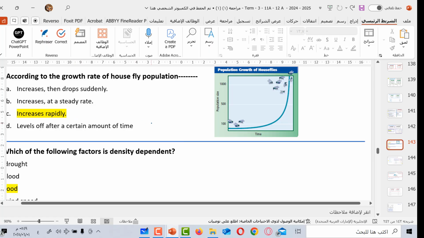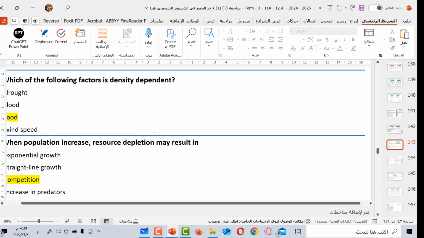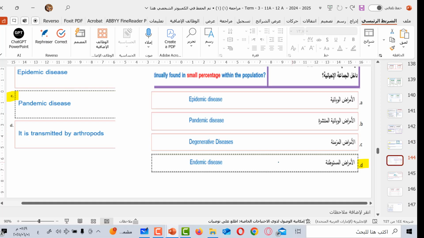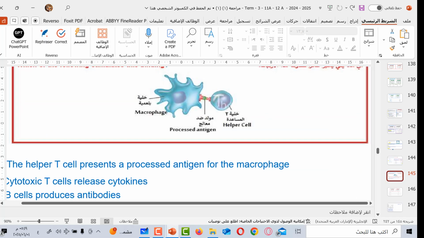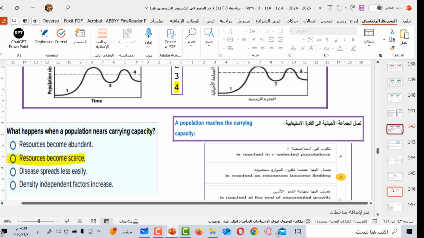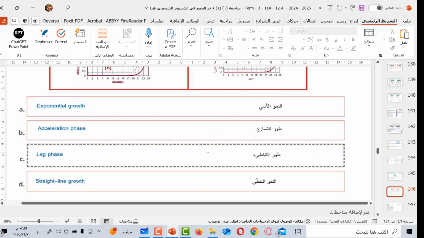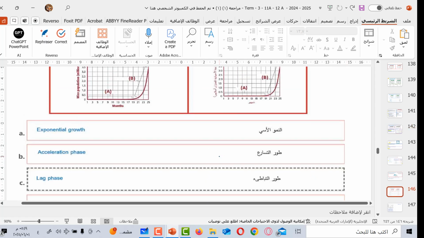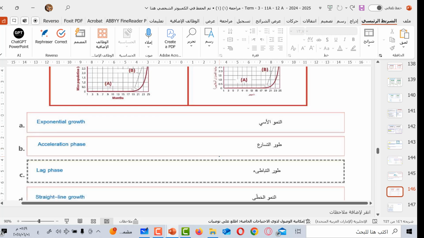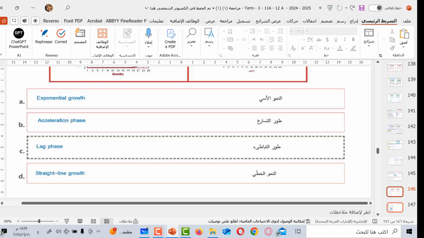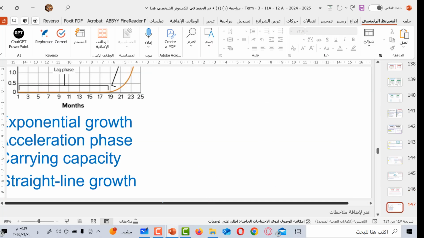برضه هنا carrying capacity. أوكي خلاص سيبنا من دي. هنا نشوف أي مرض يصف الأمراض الموجودة بنسبة صغيرة داخل الجامعة. طبعا ده سؤال مش في مكانه، ودي أسئلة برضه مش في مكانها. أوكي سوري، ده سؤال أهو. هنا بيسأل على برضه A و B، فبيسأل على A اللي هو طبعا lag phase.